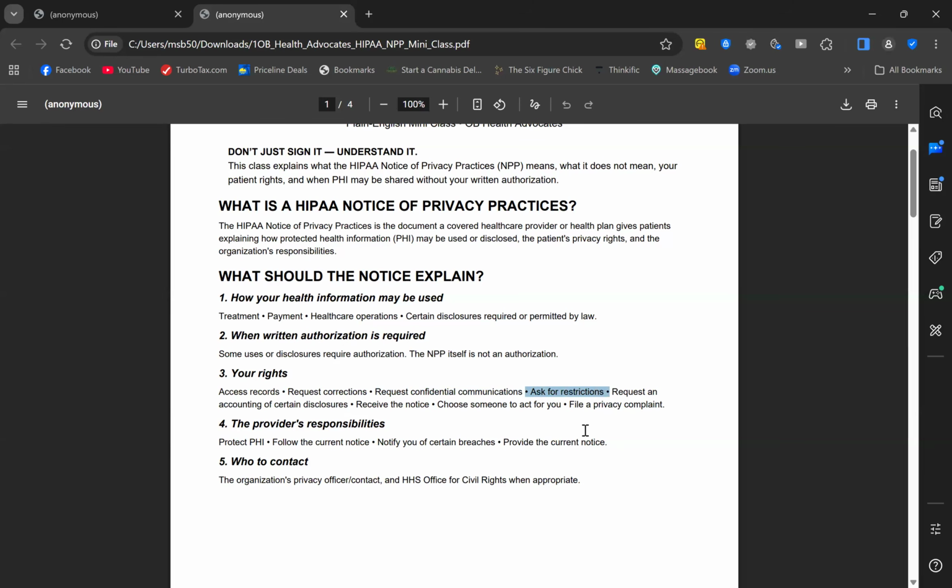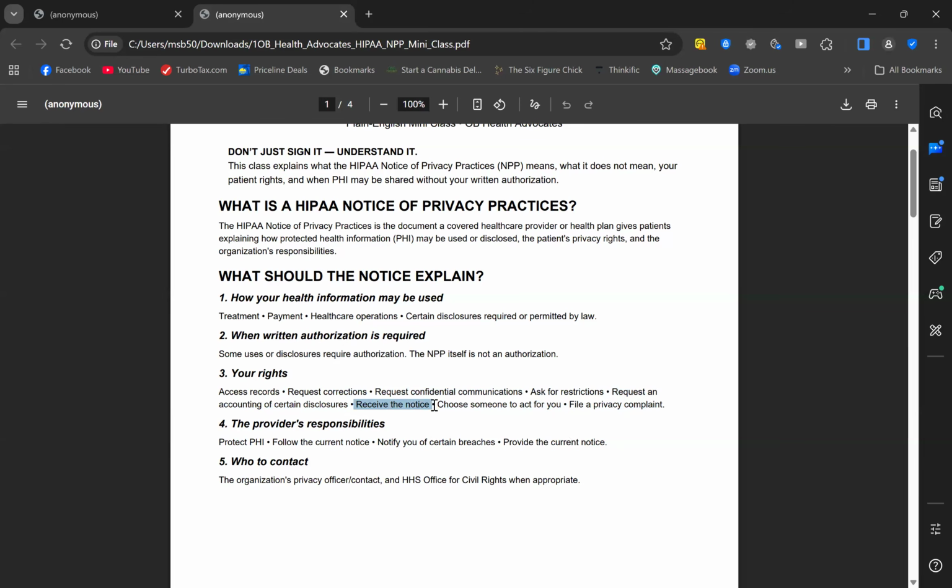These are your rights. A lot of people, let me say this, some people don't know their rights as patients, and this is why I'm doing this. Request an accounting of certain disclosures. Request an accounting of certain disclosures right here.